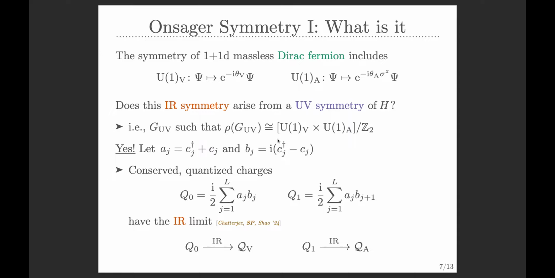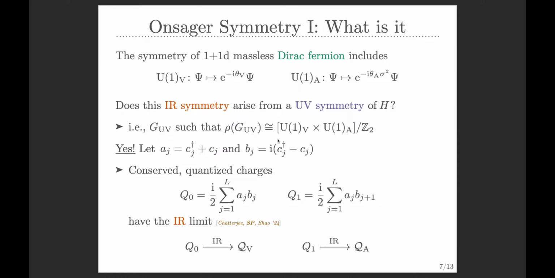Furthermore, the model is exactly solvable, and you can see what these charge operators become when you go to the IR. Q0 in the IR becomes the charge of the U(1) vector symmetry, and Q1 becomes the charge of the U(1) axial symmetry. So we have these two U1 operators in the UV, and they become the vector and axial operators in the IR. We have some symmetry operators in the UV from which this chiral symmetry is arising.